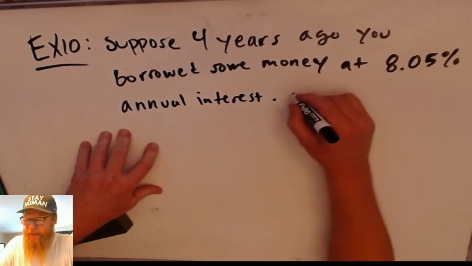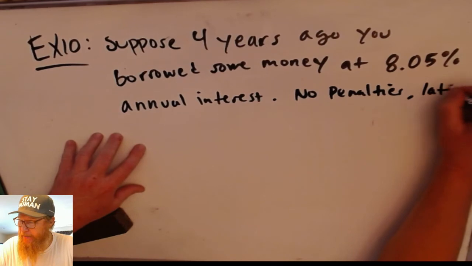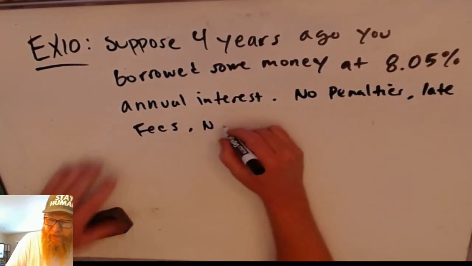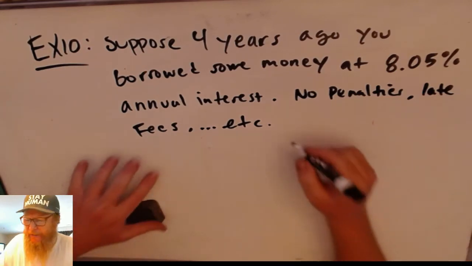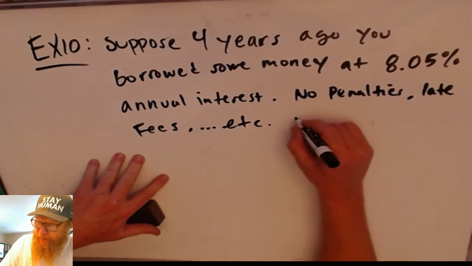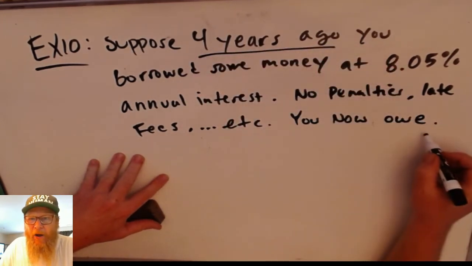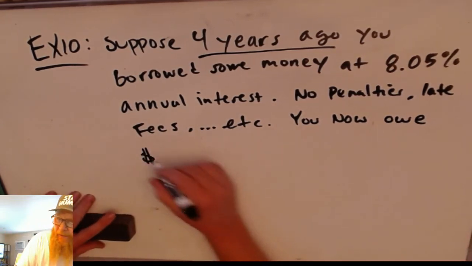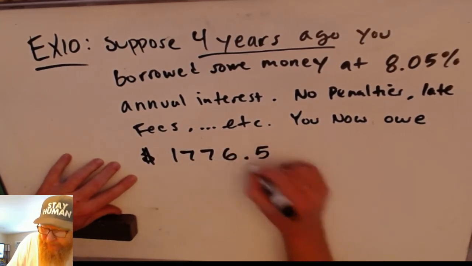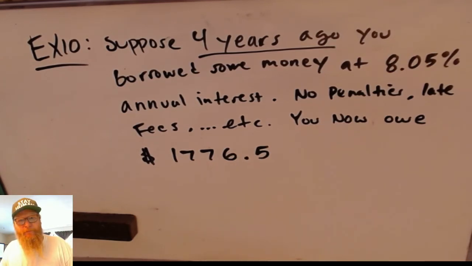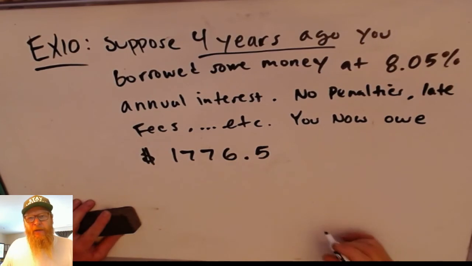All right. If there's no penalties, no late fees, etc., etc. I don't want to write out all the things. Basically, there's no extra stuff added onto it. You owe, all right, so it was 4 years ago. You now owe, how much do you owe now? $1,776.50. Again, 50 cents would look like that if you want to write it as money, but I'm just going to write it like that. Okay? How much did you originally borrow?